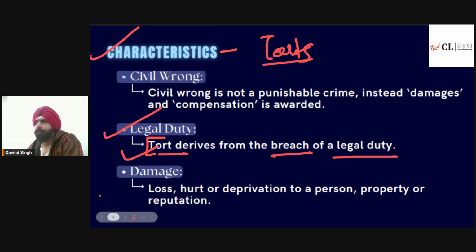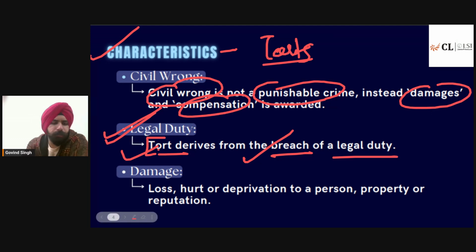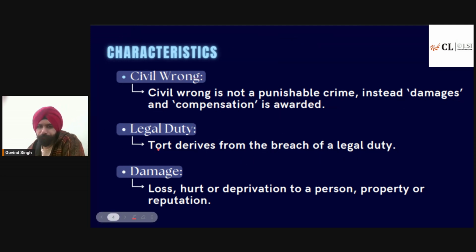Let's say there is a duty on you to keep the roads around your house free of obstruction. But let's say you park a big rock in the middle of the road, and as a result, some people get into accidents, some people are late to their office, all of those things. So you breached a legal duty, and that is why you committed a civil wrong. You would not be punished as a criminal, but you would be liable to pay damages and compensation. So there has to be a legal duty. If there is no legal duty, a tort cannot arise, right?